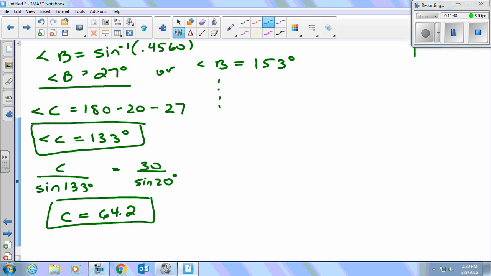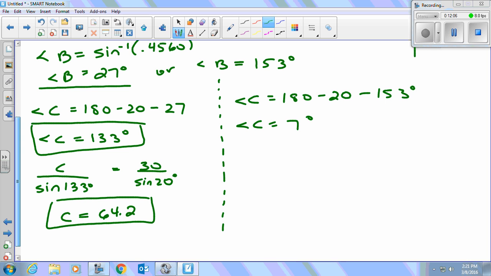Now, let's see what happens with the second angle. We got B is 153 degrees, so then angle C will be 180 minus the 20 for A that we were given, minus 153 degrees. And we get angle C is 7 degrees. So then we can solve for side C. C over the sine of 7 is equal to 30 over the sine of 20. And we do some rearranging and we get that C equals 10.7.